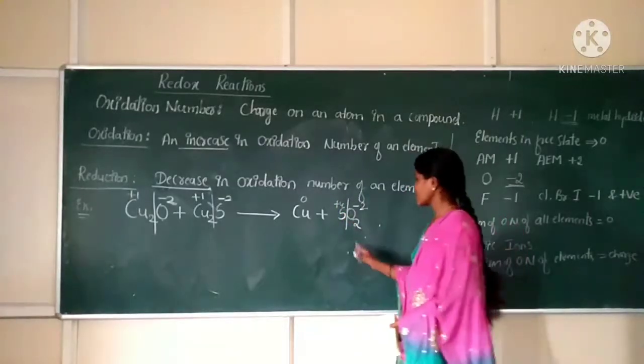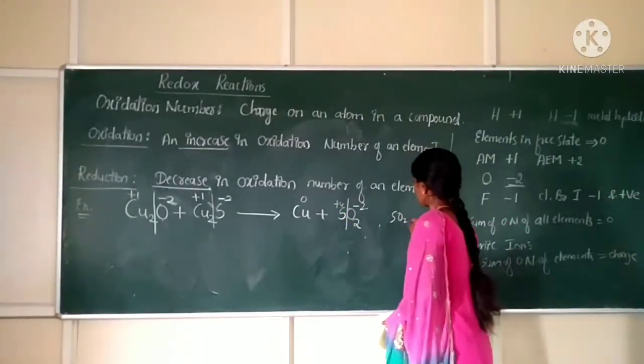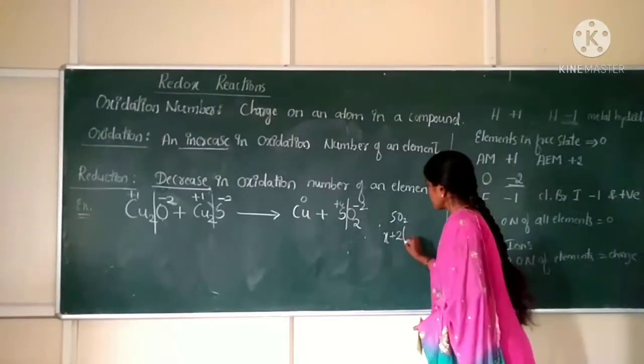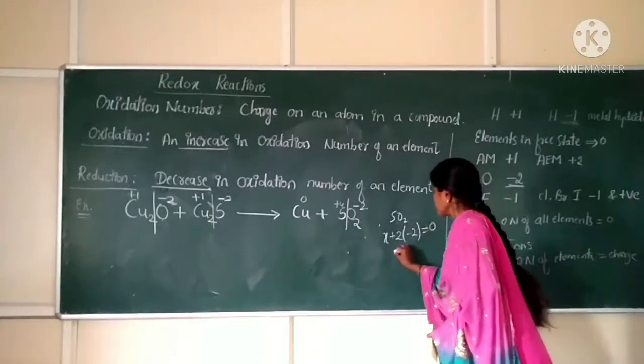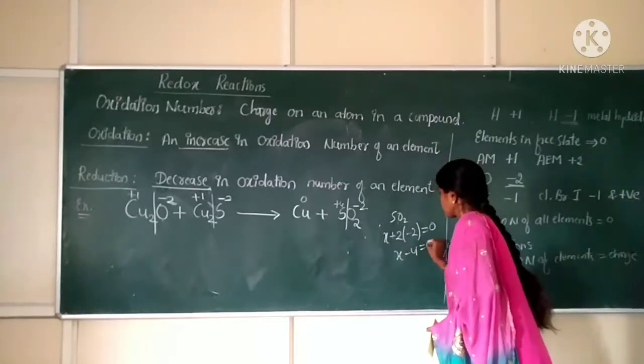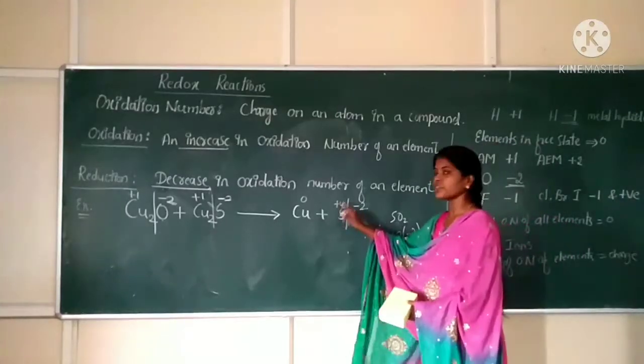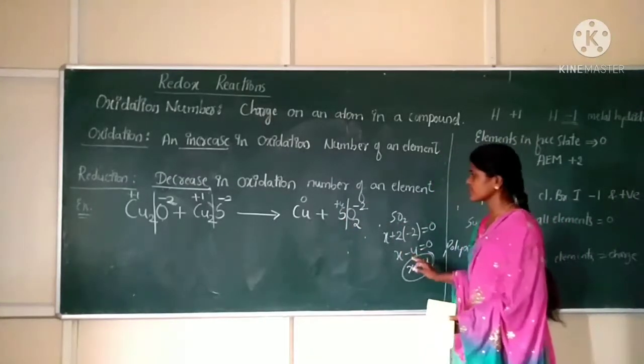+4. If it is not understood, look: in SO2, sulfur we don't know, so take it as x. x plus 2 into -2 equal to 0. So x minus 4 equal to 0. x is equal to what? 4. So what is the oxidation state of sulfur here? The oxidation state of sulfur here is +4.